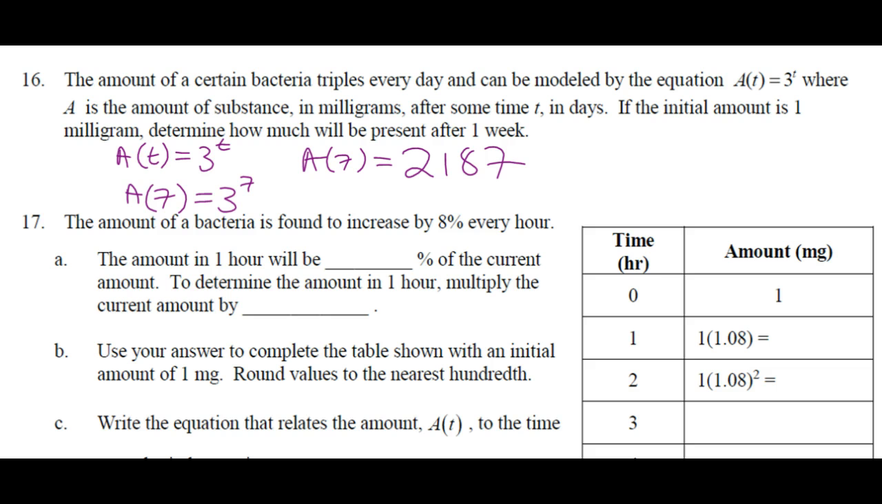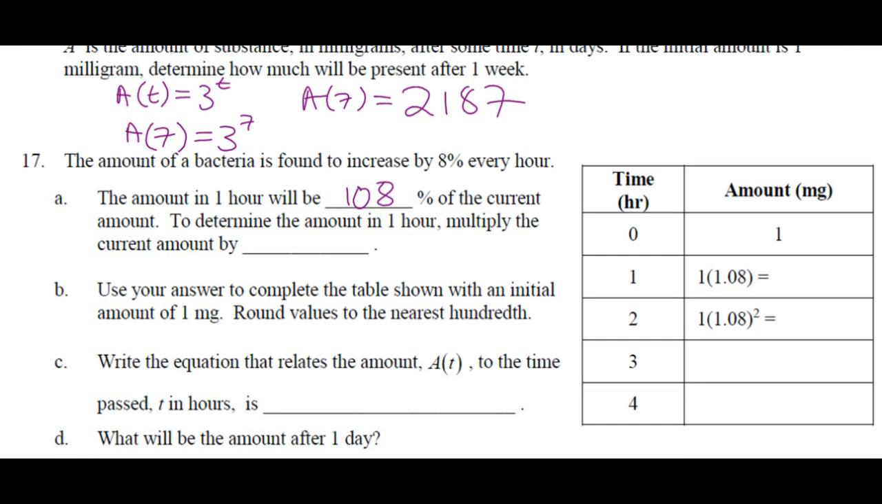Okay. The amount of bacteria is found to increase by 8% every hour. So it's a percentage increase here, right? The amount in 1 hour will be what percent of the current amount? 108%, right? If you have an 8% increase, you're starting with 100%, and then an 8% increase, so you now have 108% of the current amount. To determine the amount in 1 hour, multiply the current amount by 1.08. Change the percent into a decimal.